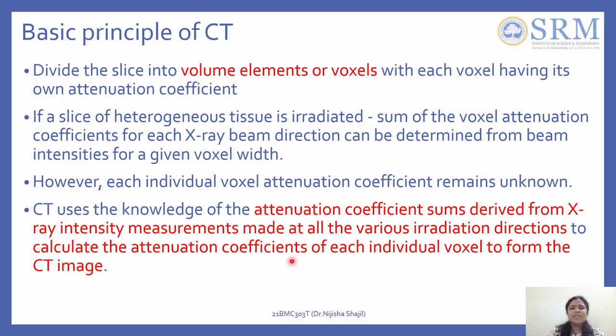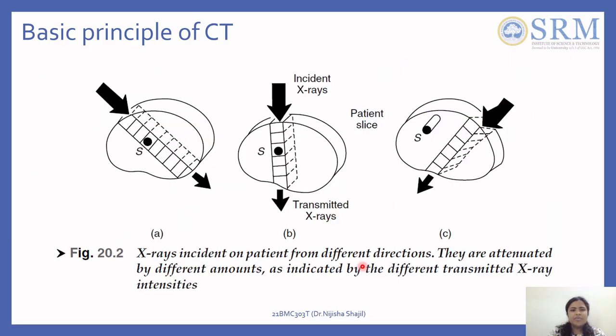So what happens at the end? When you add everything, you don't get to know the individual values. In order to find out the individual values, you measure from different directions. That is the only concept. So CT uses the knowledge of the attenuation coefficient sums, which are derived from X-ray intensity measurements made at all the various irradiation directions, to calculate the attenuation coefficient of each individual voxel and form the CT image.